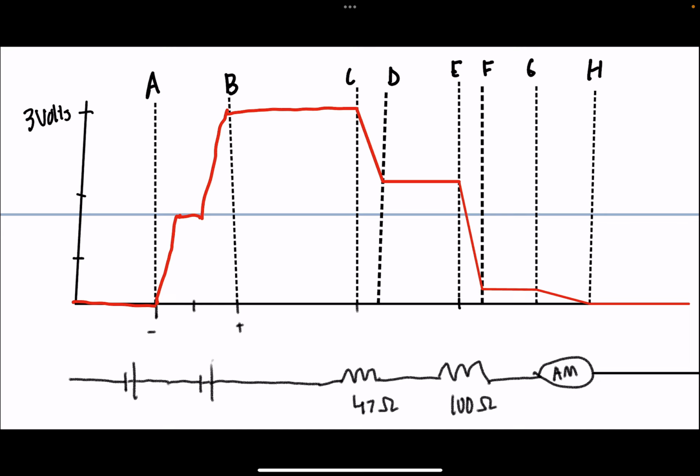And here we see our graph showing the voltage drops and increases throughout the circuit. We see that it increases through the battery in series, and it decreases through both resistors and the ammeter.